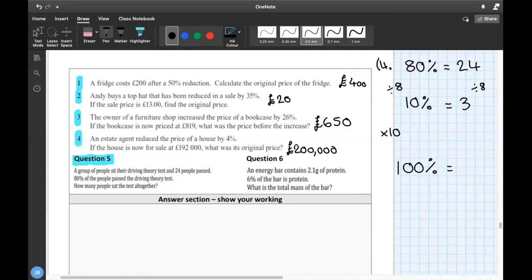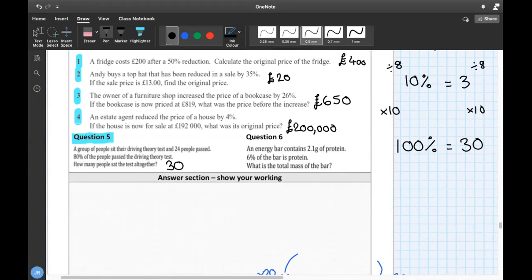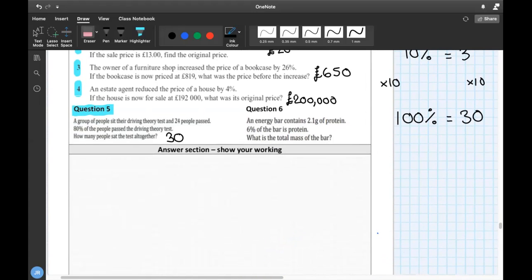From 10 to 100, nice and simple. We just multiply by 10. Okay, so that's 30. How many people sat the test together? It's going to be 30. Okay, number 5. Just scroll down a bit so we've got a bit more space. Okay, that was number 5.